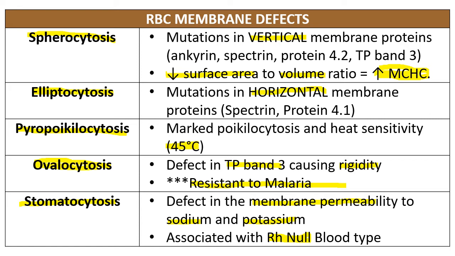So, kapag type O ka with RH null, ano ang nomenclature doon? O negative. Okay? So, walang RH antigen present sa iyong RBC membrane.